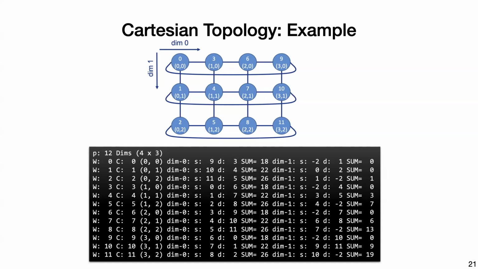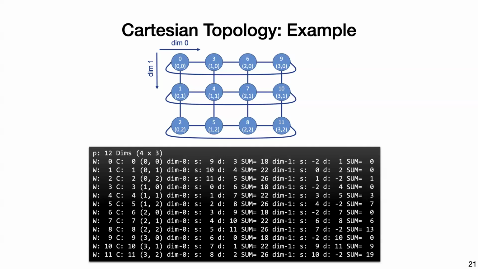And so what did we get as the sum? This is a lot, but if we just look at the first line, the world rank was 0, the Cartesian scalar rank was 0, the tuple is 0, 0. The source and the dest along this dimension are 9 and 3, because we are here at 0, 0. What is coming in is 9, this way, and what's going out is 3, that way. So that's source 9, out 3.